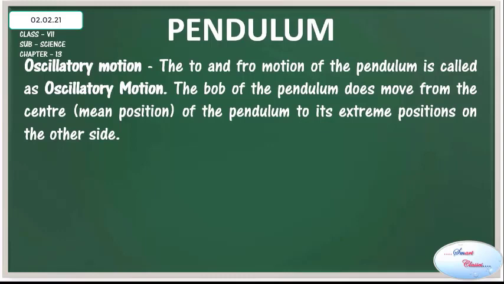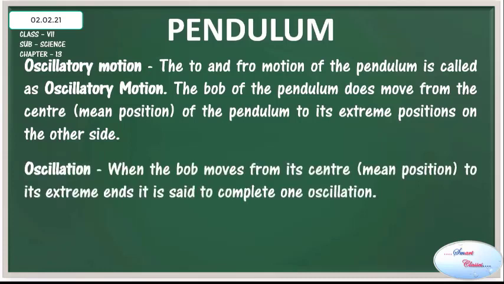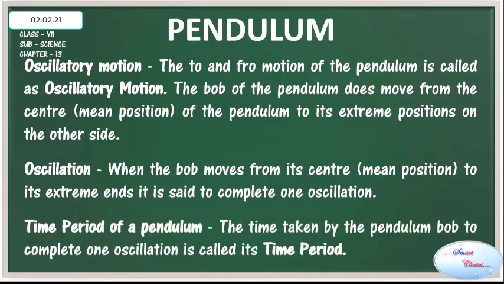The bob of the pendulum moves from the center, which is the mean position of the pendulum, to its extreme positions on the other side. Oscillation: when the bob moves from its center, that is the mean position, to its extreme ends, it is said to complete one oscillation. The time period of a pendulum is the time taken by the pendulum bob to complete one oscillation. Now, units to measure time and speed.